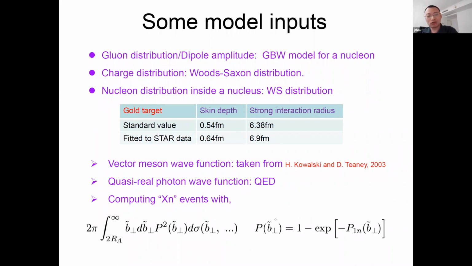So neutrons emitted at forward angle by the fragmenting nuclei are measured and used as the UPC trigger. In order to incorporate these experimental conditions in the theoretical calculation, one can define a tagged UPC cross-section. Here P tilde describes the probability of emitting a neutron from the scattered nuclei at a given transverse separation.